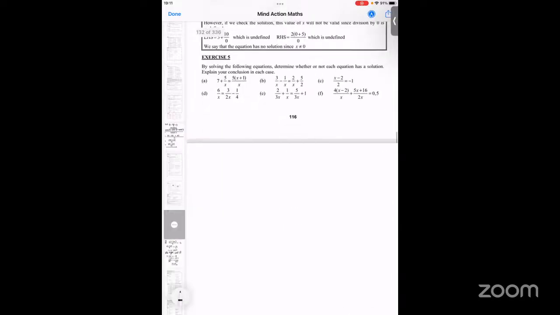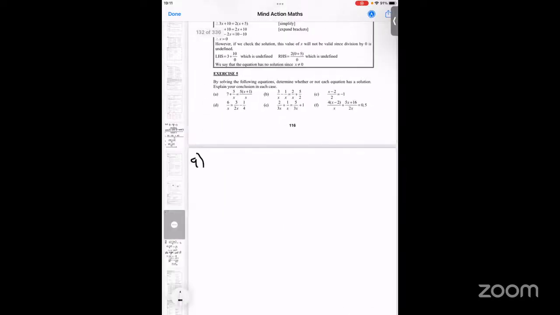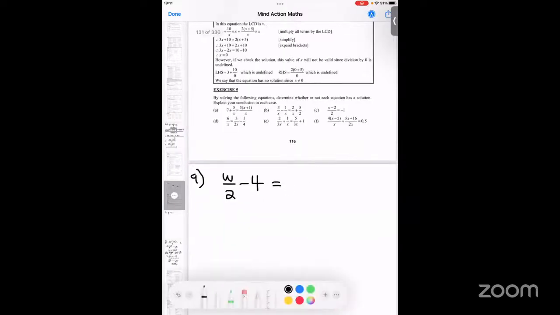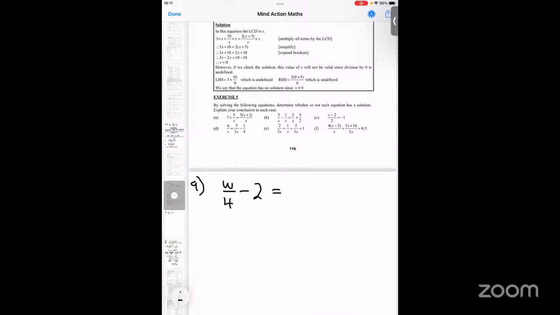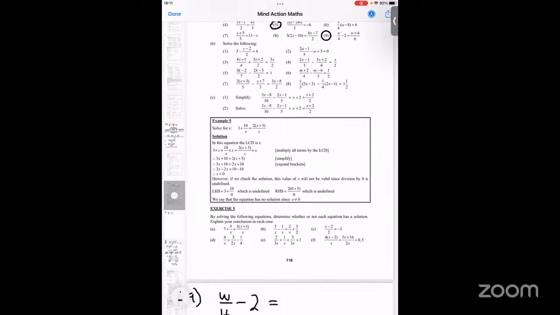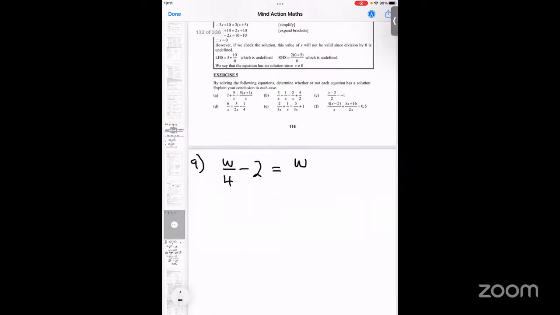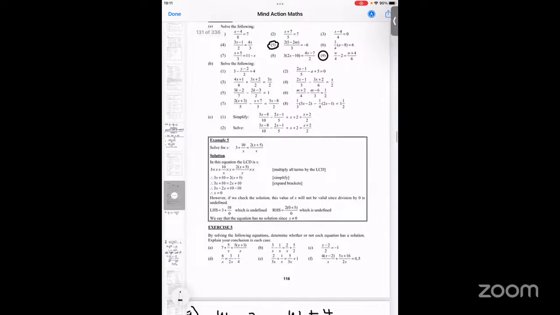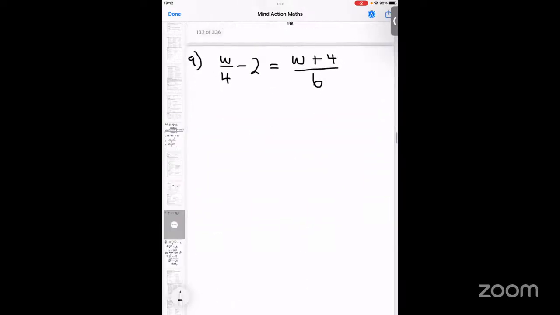W over 2 minus 4, I think. No, over 4 minus 2. Okay, this is equals to W plus 4. This is being divided by 6. Yes, I think I've copied it correctly.